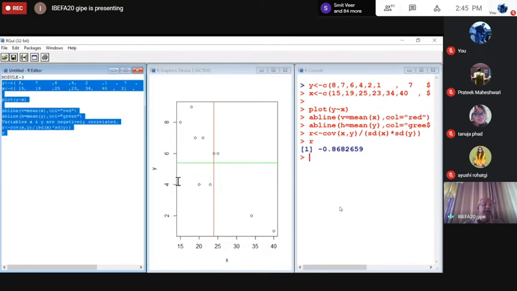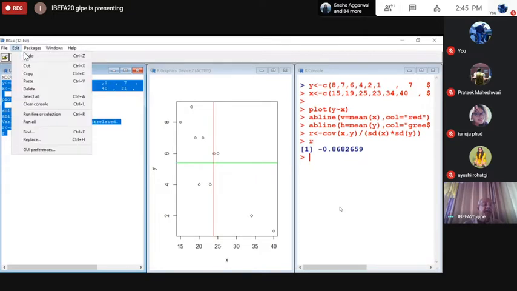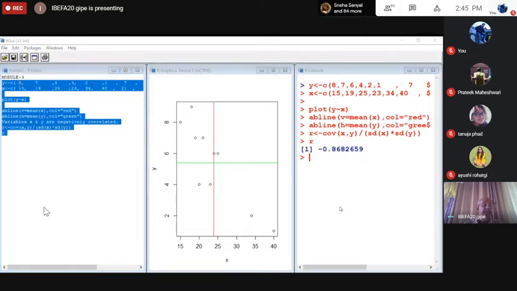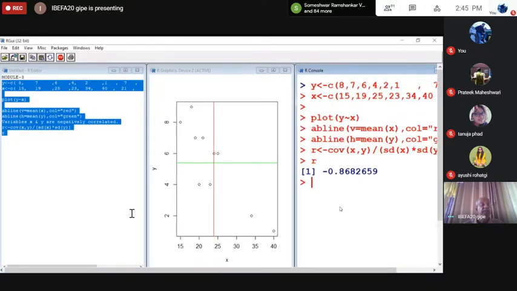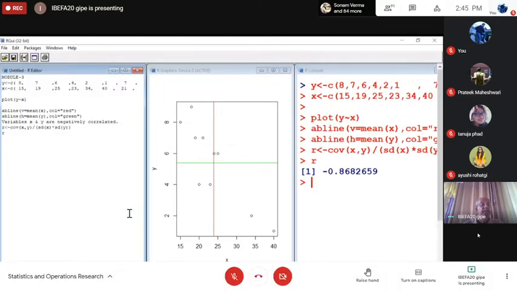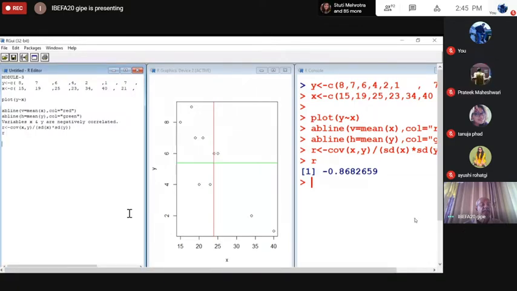The computational formula is covariance upon the product of standard deviations. So the graph tells about the tendency. R tells about the dependency of variables.